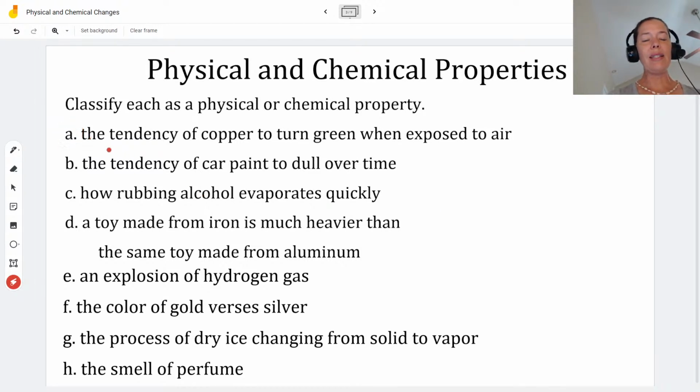So A is the tendency of copper to turn green when exposed to air. You see this on buildings that have copper roofs. They start out really shiny and pretty, and then they turn green.